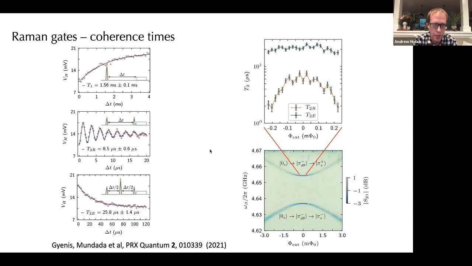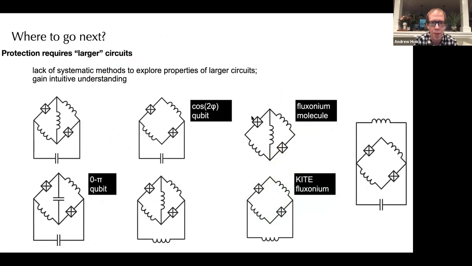Now, this is just scratching the surface of the qubits that are available. If we think about the things that have been proposed as protected qubits in this space, I've drawn a bunch of circuits here. This is the qubit we made, but this is a qubit proposed by the Devoret group, as is the fluxonium molecule. There's another qubit proposed by Lev Ioffe's group, and we don't really have an understanding and a systematic method to explore these larger circuits. And so where we're really going is we're trying to think about whether there is something more like a periodic table for superconducting qubits, some real deeper properties here that we can exploit to find new protected qubits.